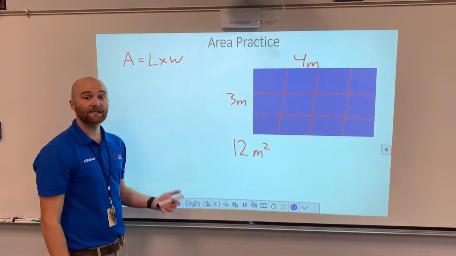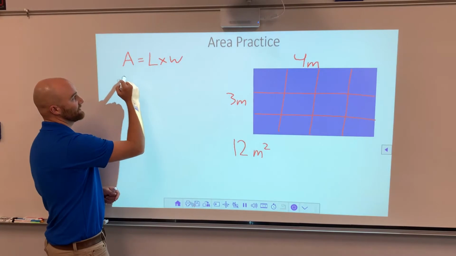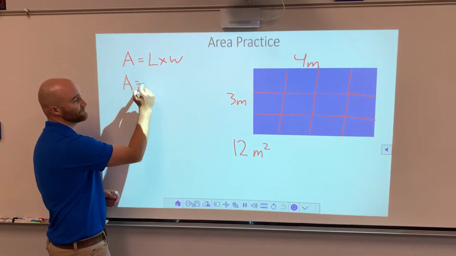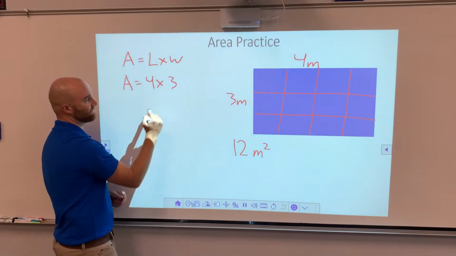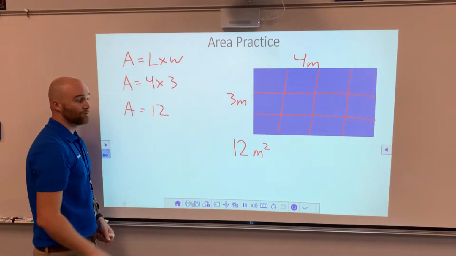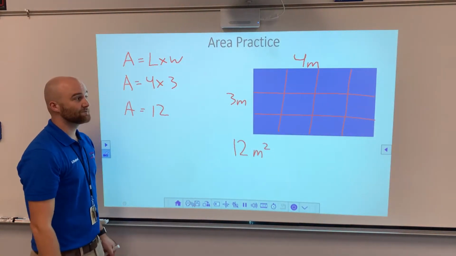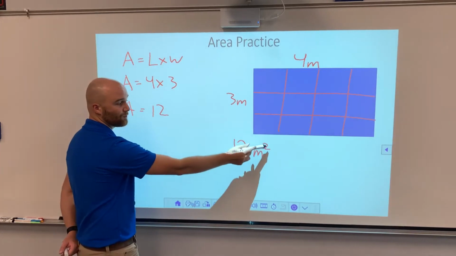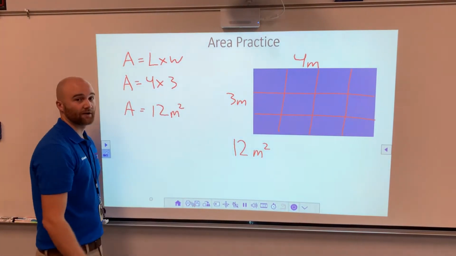This should look just like an array that we've done before. All we did was we said the area is equal to the length of 4 times the width of 3. 4 times 3 gives us 12. Remember, if you just wrote 12, 12 wouldn't be the correct answer because we have to make sure we mark that they're square units. These are 12 meters squared.